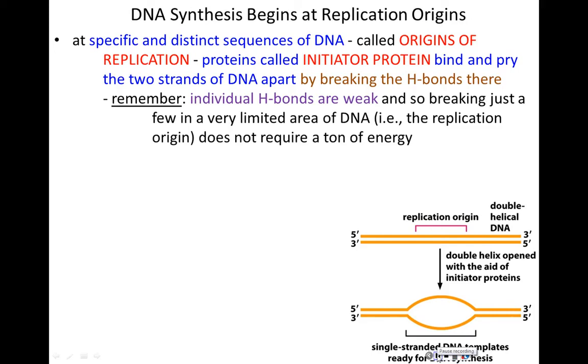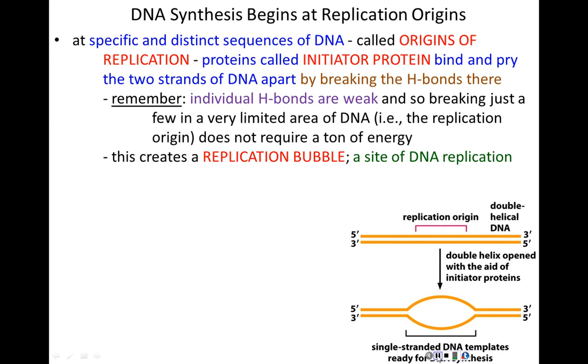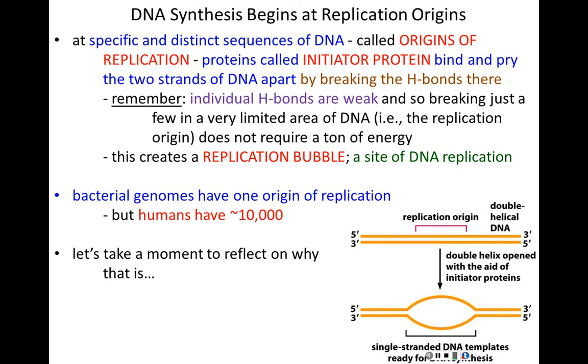So when these bases are pried apart just at the replication origin, simply in that localized region by the initiator proteins, it creates what's called a replication bubble, and it's given that name for an obvious reason. This is like a small bubble of single-stranded DNA in the larger context of the chromosome. And the replication bubble is the site of DNA replication. Bacterial genomes are quite small, so they have one origin of replication. However, humans have about 10,000 separate origins of replication scattered about our genome.